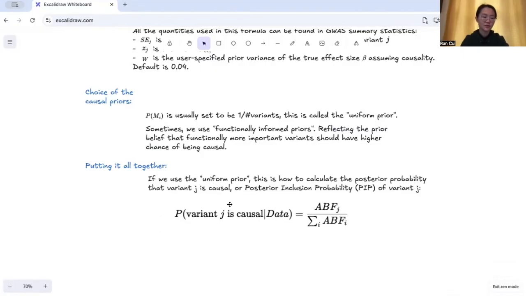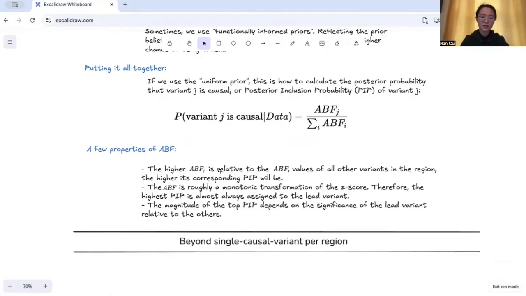You can run the ABF method for a phenotype on your laptop within seconds. The higher ABF_J is relative to all the ABF_I values for all the other variants in the region, the higher its corresponding posterior inclusion probability will be. And that's obvious from this formula. ABF has this property of being roughly a monotonic transformation of z-scores, meaning that the higher the z-score is for a variant, the higher its ABF is going to be. Therefore, the highest PIP is almost always assigned to the lead variant. There are some exceptions to this, though, but mostly this is the case.